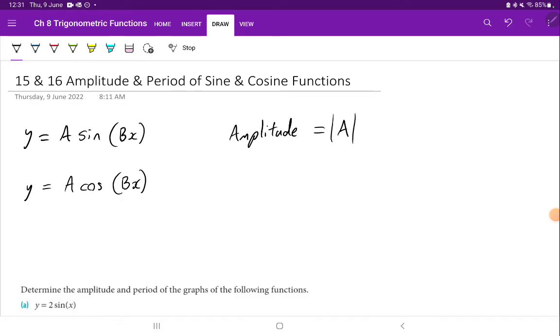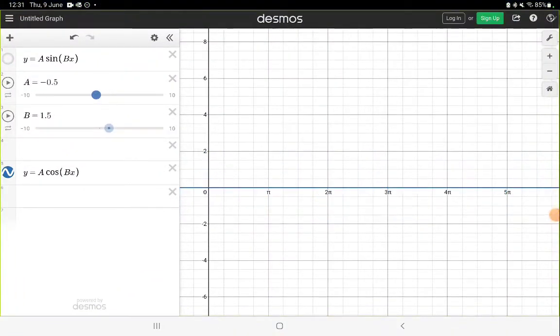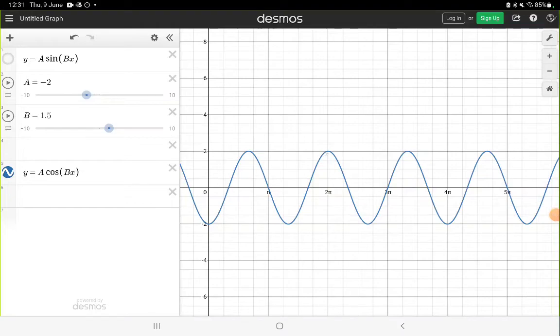If a is negative, we didn't actually look at that. Let's just do a quick negative one so we can confirm. Let's go from 2 to -2. Oh, look at that. The amplitude is still 2. It's just that it's been reflected.